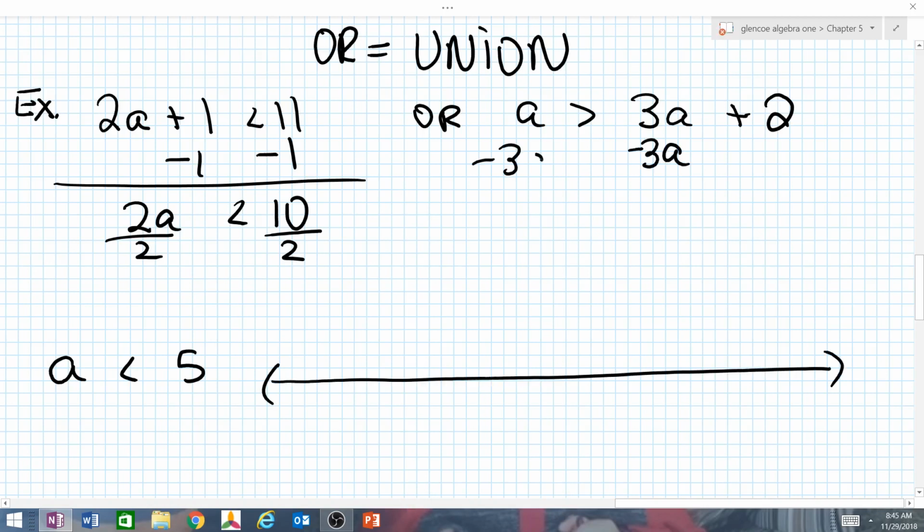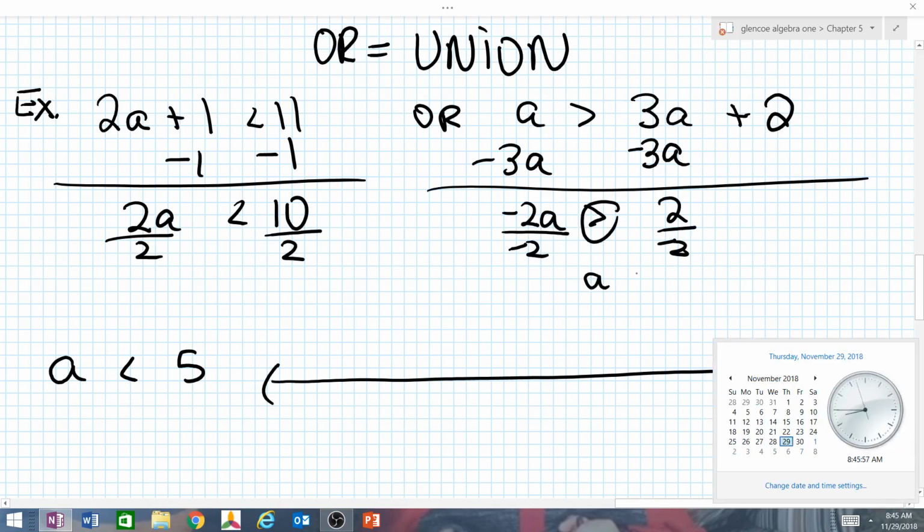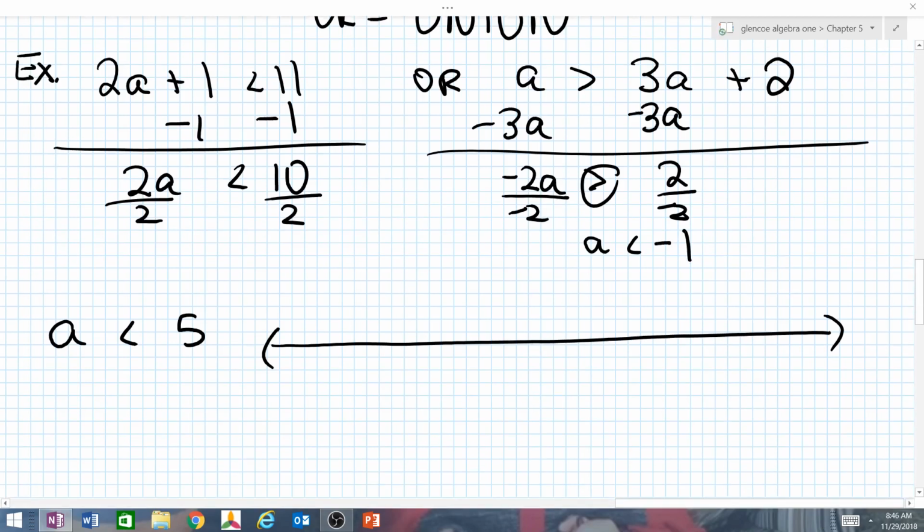Okay, my second one is a is greater than 3a plus 2. Subtract 3a from each side, and you get negative 2a is greater than 2. Divide by negative 2, flip the inequality symbol, and you get a is less than negative 1. Is everyone with me?